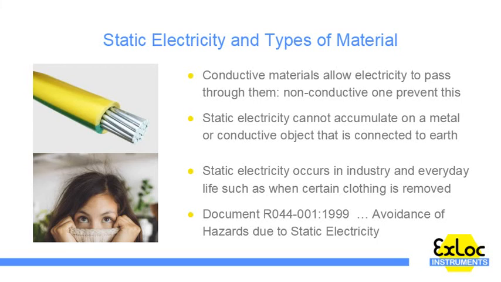The UK HSE website highlights the document R044001-1999, Avoidance of Hazards Due to Static Electricity, as an accessible source of general advice, and the later 60079-32 is available to purchase.